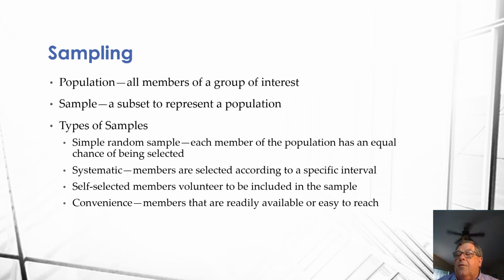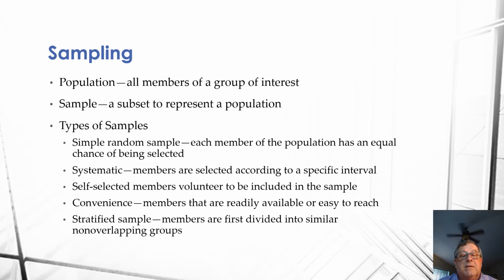A fourth type of sample might be by convenience. Let's say you were going to sample a population here in Cumberland County, and you just decided to go to a mall because there's going to be a lot of people in and out of there. You do it because the members are readily available and easy to reach. You can just go to the mall and conduct your survey, and they're just easy to come by.